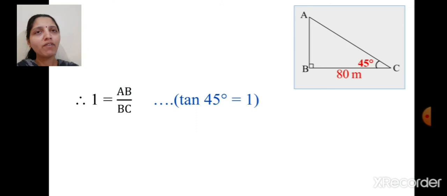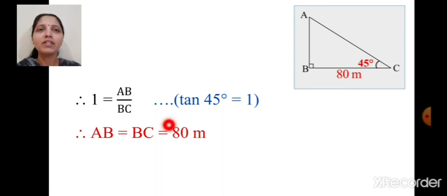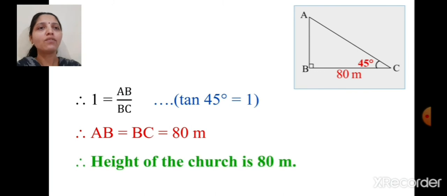Now the tan 45 value we know from the table of values we have seen. It is 1. So we substitute here: 1 is equal to AB upon BC. Now if you shift this BC to the right hand side, you will get AB is equal to BC, and we know the length of BC is 80 meters. So your AB will also be 80 meters. Therefore the height of the church is 80 meters.